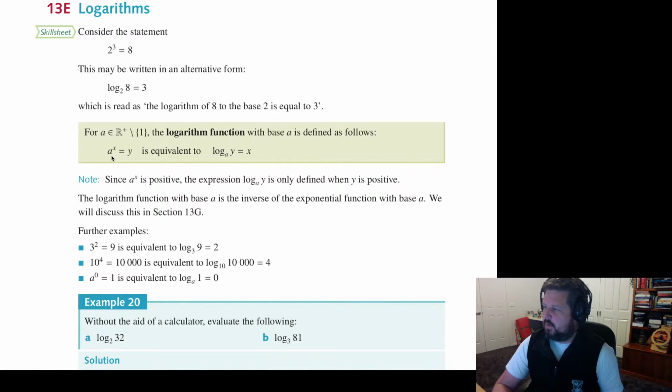What you need to know with logarithm functions is that this value of a, or the base, is all real positive values except for 1. As you can see here, some extra examples. If you've got 3 to the power of 2 is equal to 9, it's the same as having the log of 9 to the base 3 being equal to 2, and so forth and so forth.